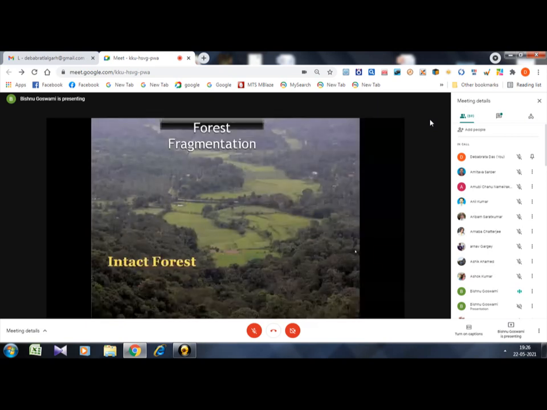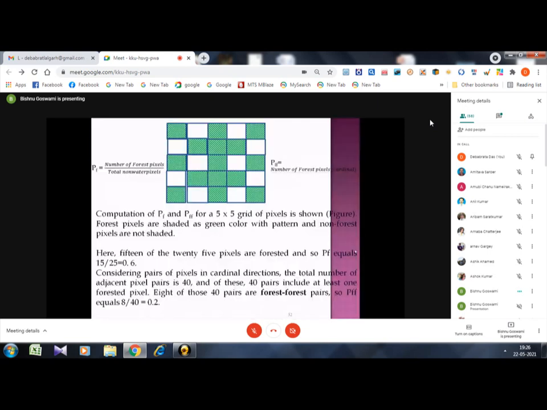So forest fragmentation happens from intact forests. It's called perforation. Then we have fragmentation. The forest is being broken up into many smaller parts. Then you have dissection and shrinkage of forest cover. And here we see a type of graph, and it shows how this forest cover reduction is being computed.